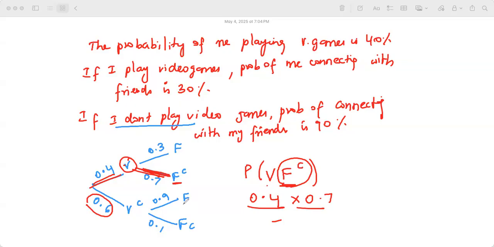Okay, now one more maybe. What is the probability that I don't play video games and connect with my friends? What will I do here? Multiply 0.6 and 0.9. Good job. Do you all get it?